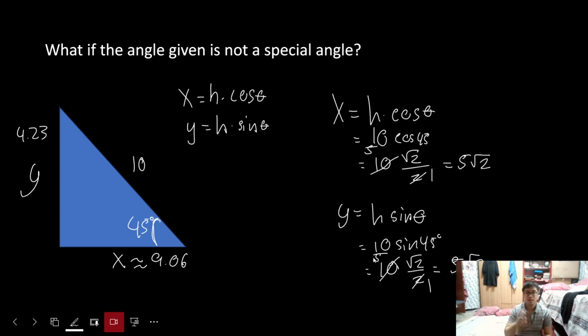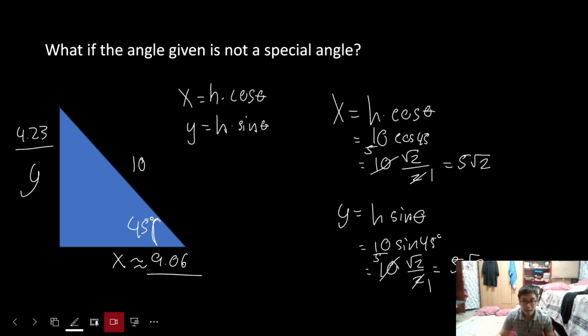But if the angle is not special, like 25 degrees, you will have an approximate answer. Like here, 9.06 and 4.23. So overall, if the angle given is not a special angle, you will not have an exact value for the legs of your right triangle.